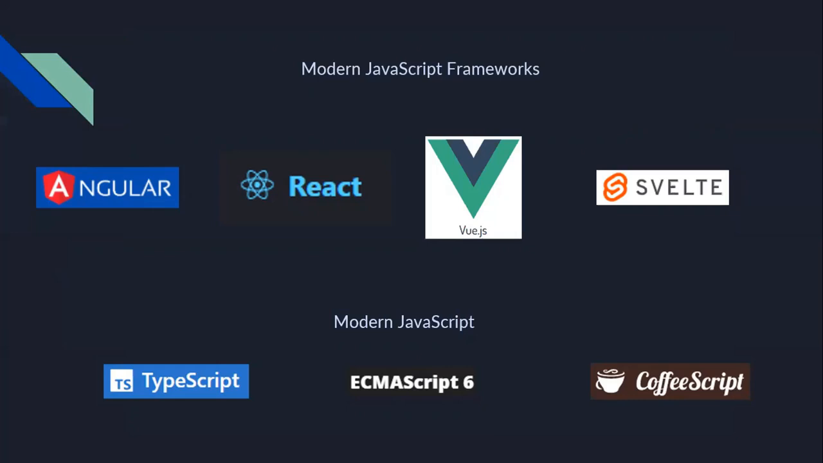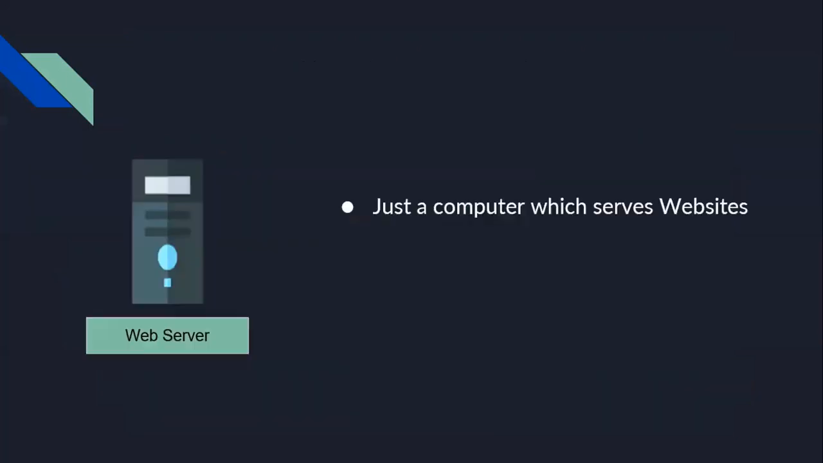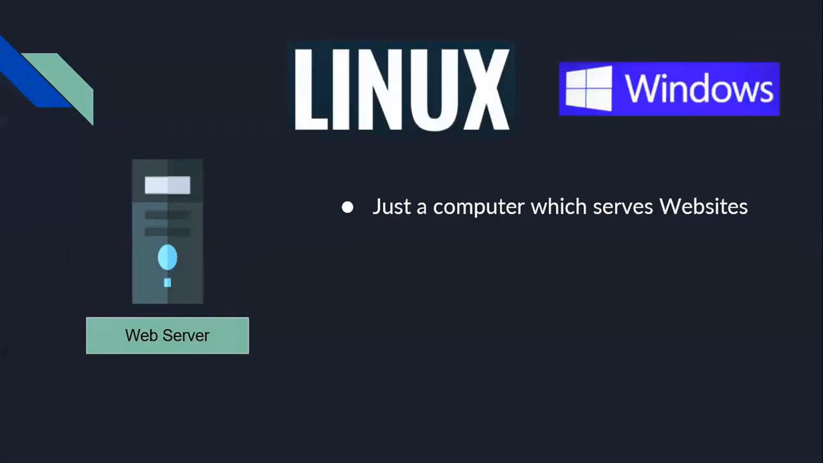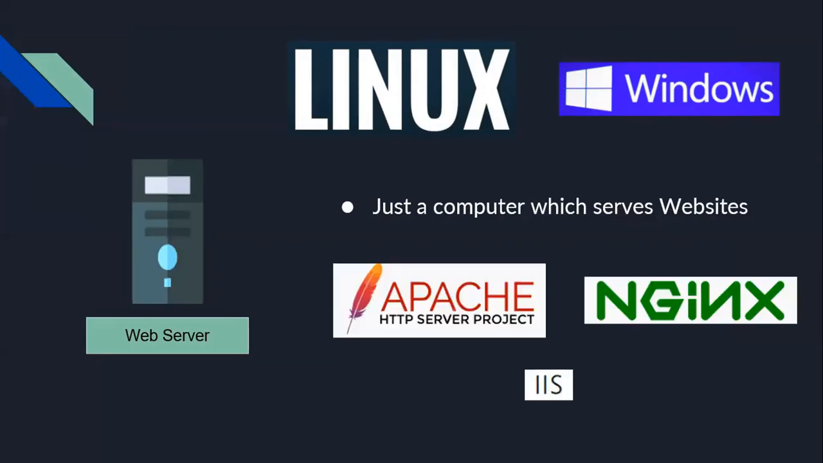Till now, we were looking into the components of front-end development. Now we will look into back-end development. A web server is nothing but a computer which serves websites, and the most popular web servers run on Linux and Windows operating systems. Some of the most popular web servers are Apache Web Server, Nginx, and IIS. Luckily, this is the one component in web development which simply works, and very little configuration change needs to be done by the developer.